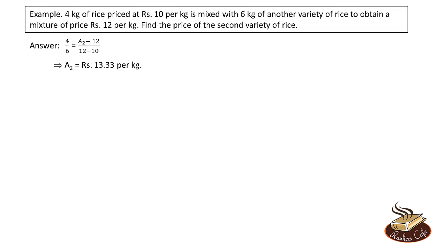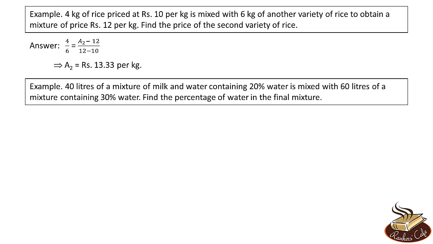Now let's do the next question. 40 liters of a mixture of milk and water containing 20% water is mixed with 60 liters of a mixture containing 30% water. Find the percentage of water in the final mixture. Now, the trick here is to realize that this is actually a question of alligations. Otherwise, if you don't realize that, you will use the following conventional method.